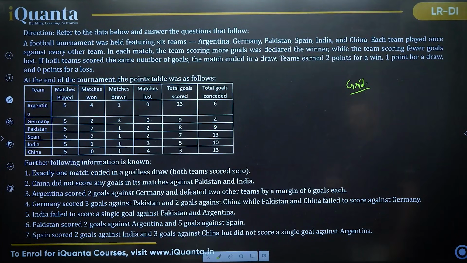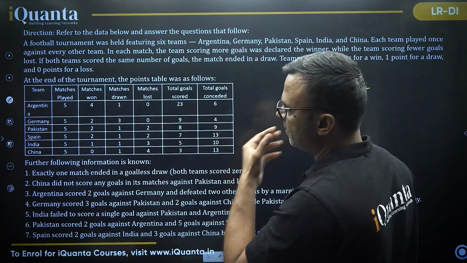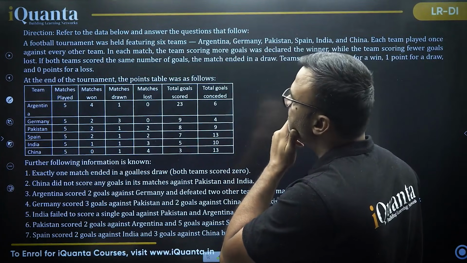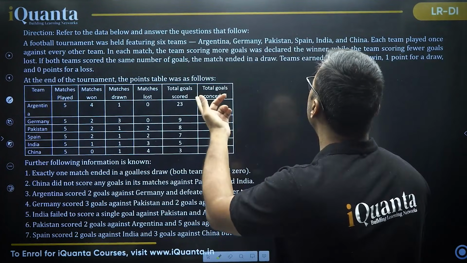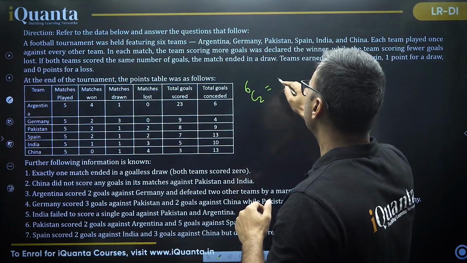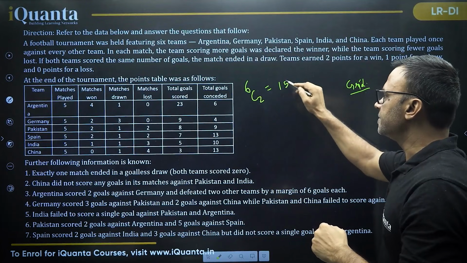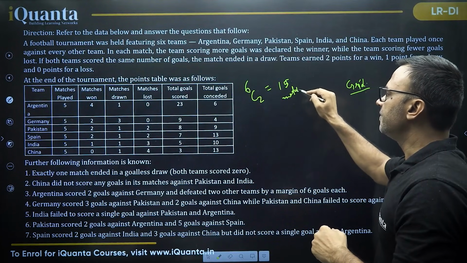Now once you've done it, see, it's information about a tournament involving 6 teams, where every team plays with everyone else. So how many matches will happen? 6C2. That is, for a match to happen, you need 2 teams. So 6C2, that is 15 matches. That is one thing that we have.